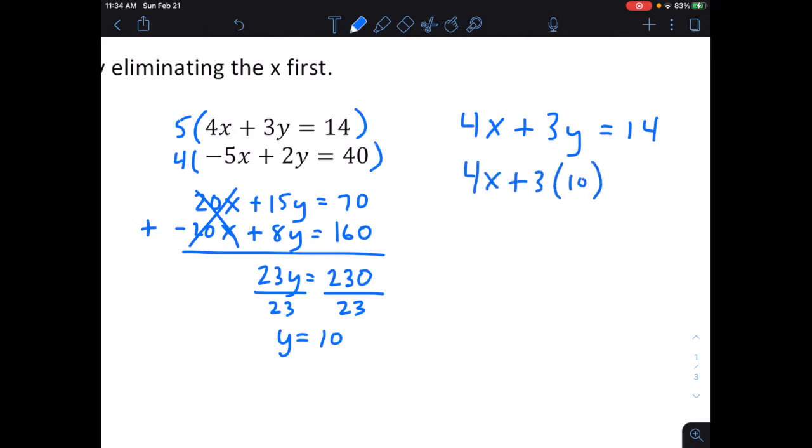If I'm going too fast, you can always pause the video so you can catch up. Sometimes I'll take a little break, slow down.